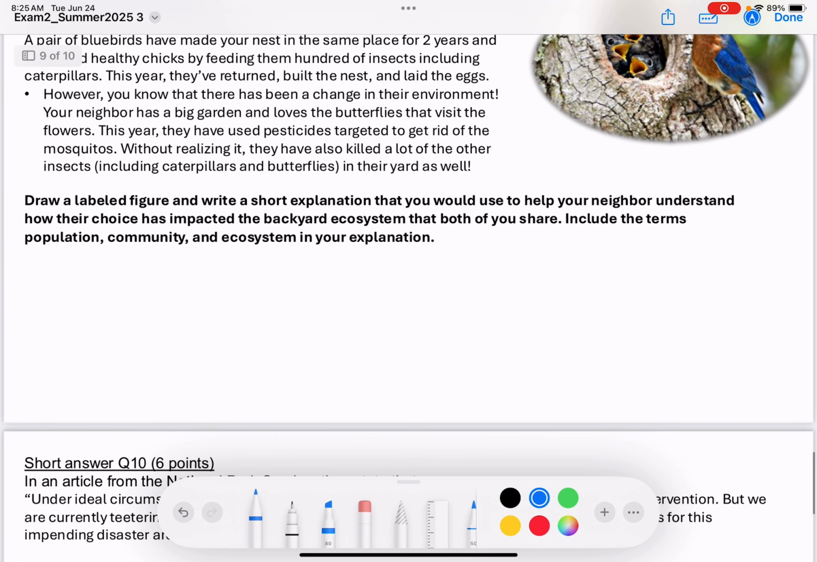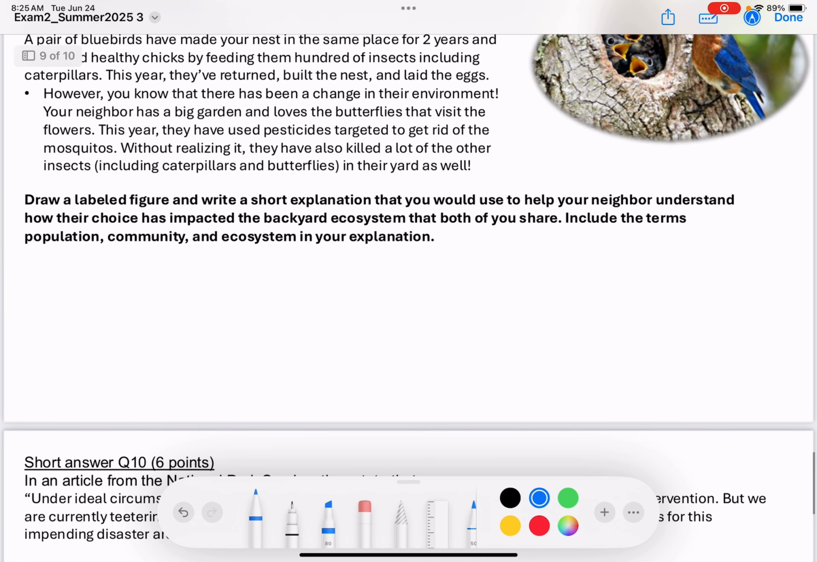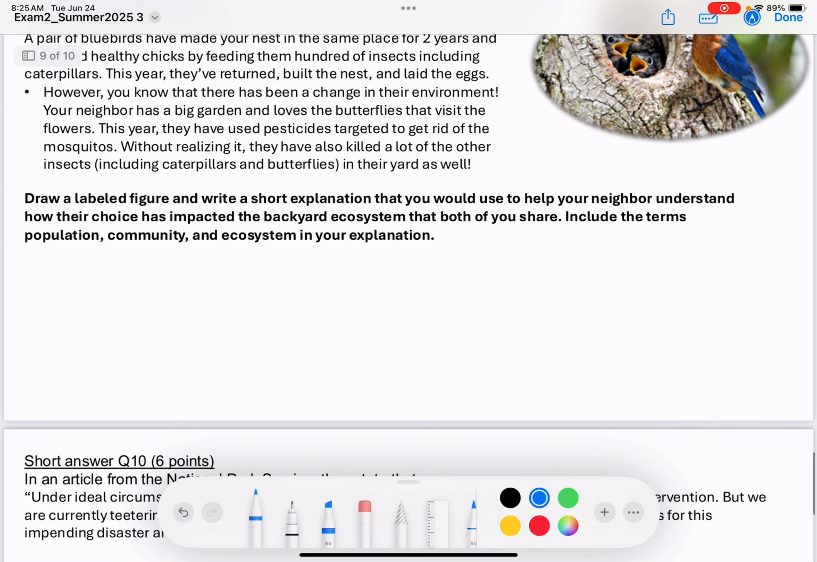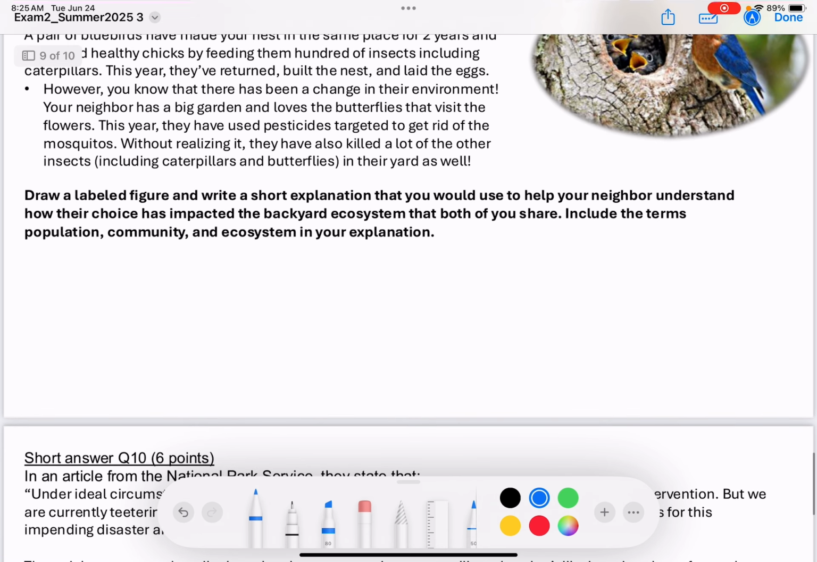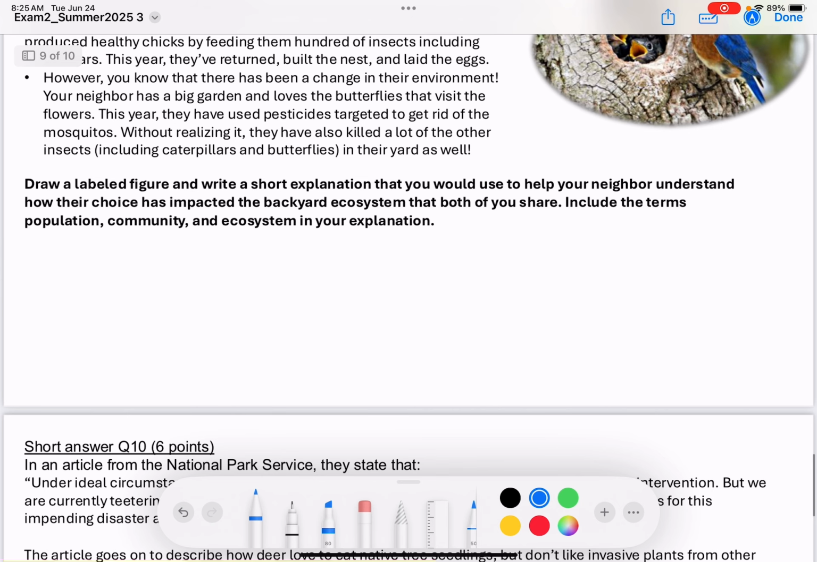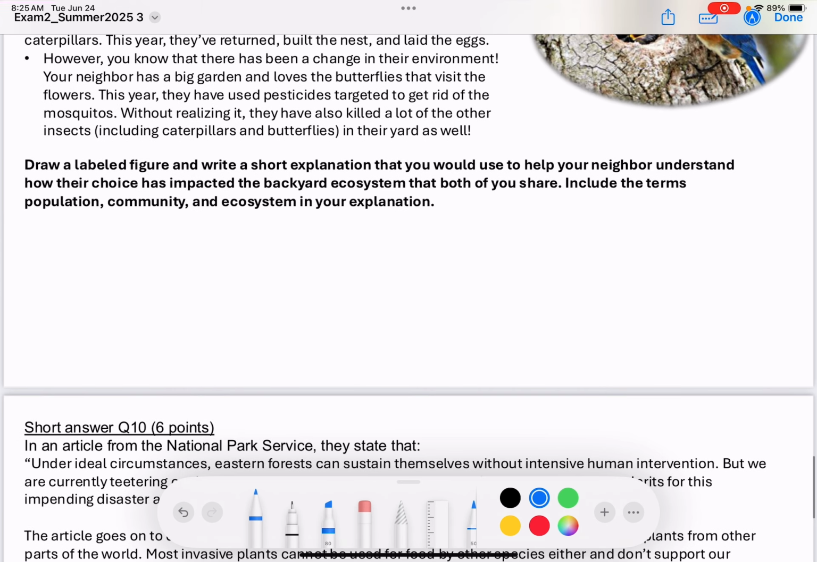So draw a labeled figure and write a short explanation that you would use to help your neighbor understand how their choice has impacted the backyard ecosystem that both of you share. Include the terms population, community, and ecosystems in your explanation. Okay, so here, you could have done this a few different ways.